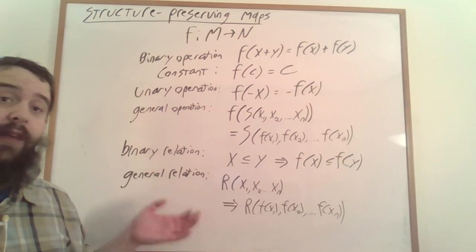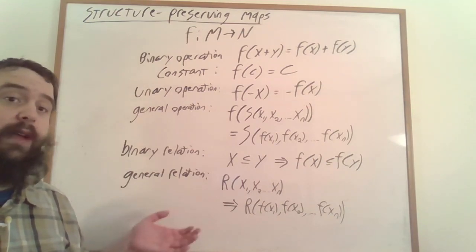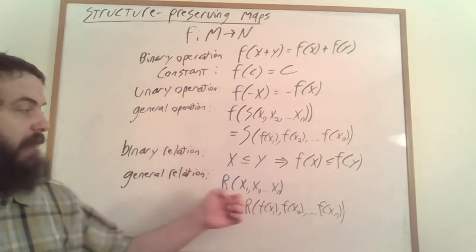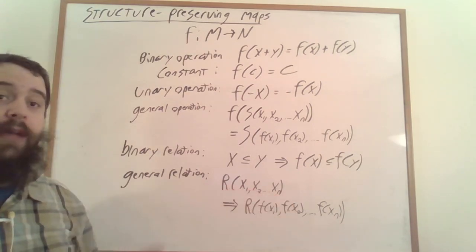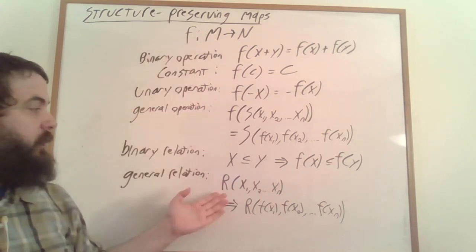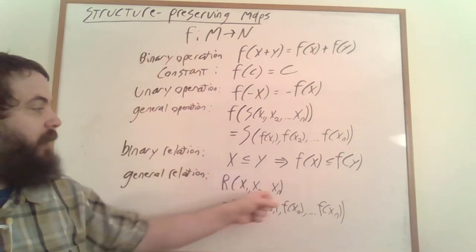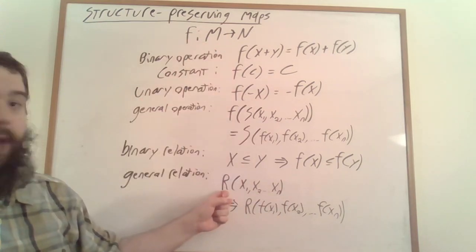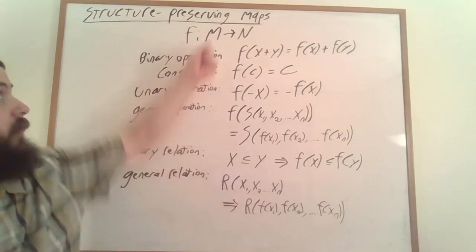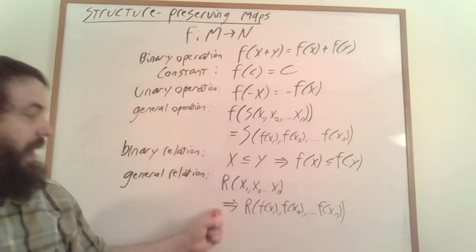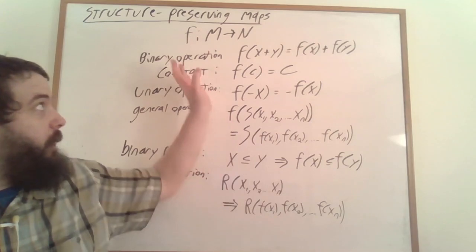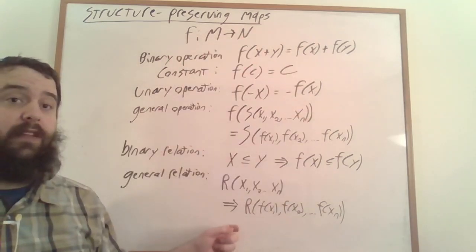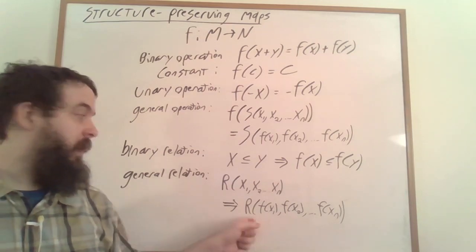Structures can also have other sorts of relations to them, either unary relations that take in only one input, or perhaps a relation that takes in lots of different inputs. And we say that a function f respects this relation R if whenever we have a bunch of elements of M that are related to each other by R, the notion of R in M, then when we translate them over to N, they're going to be related to each other by N's notion of R.